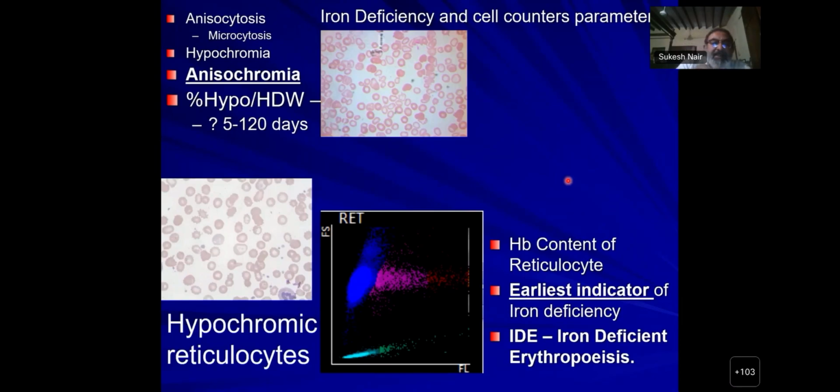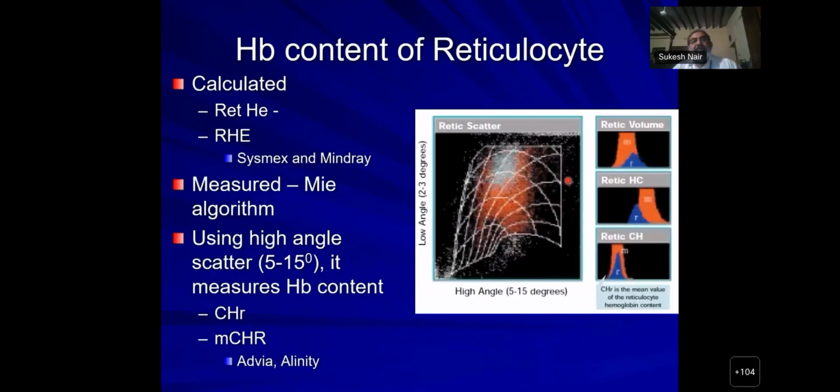Then you must realize, what about hypochromic reticulocytes? There are certain cell counters which should tell you the hemoglobin content of the reticulocyte. And if the cell counters can tell you accurately the hemoglobin content of the reticulocyte, it becomes the earliest indicator of iron deficient erythropoiesis, as early as zinc protoporphyrin or free erythrocyte protoporphyrin. Some of the hemoglobin content of the reticulocytes are calculated parameters like RET-HE and RHE from Sysmex and Mindray.